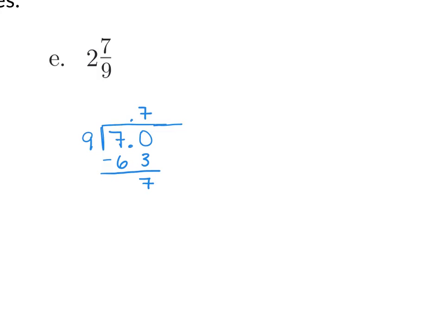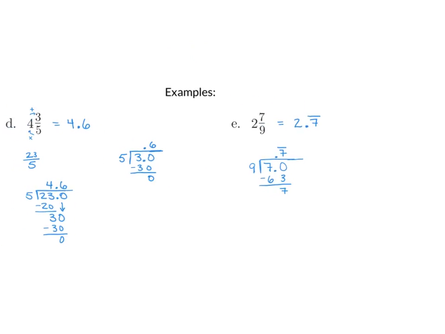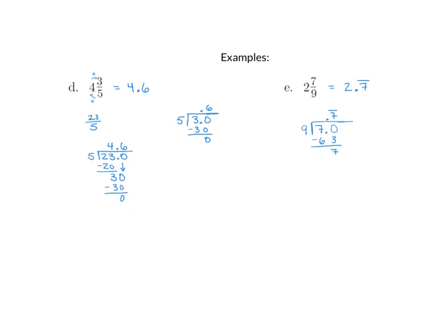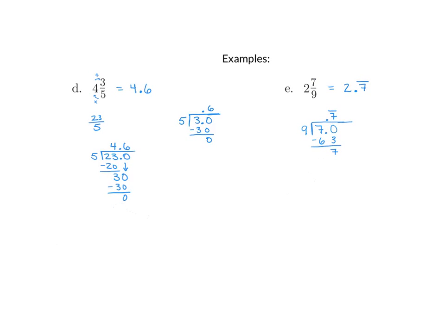And hopefully you notice right away we're going to have a repetition. So 7/9 is actually equal to 0.7 repeating. So I'm going to put 0.7 with the bar. So now what is 2 7/9? Well, if 7/9 is 0.7 with the bar, I'm going to take my whole number and tack it onto the front, and we get 2.7 repeating. And that takes care of converting fractions into decimals.